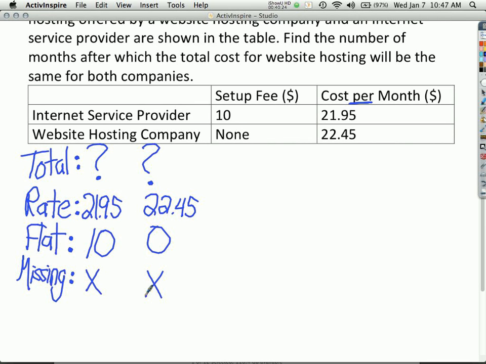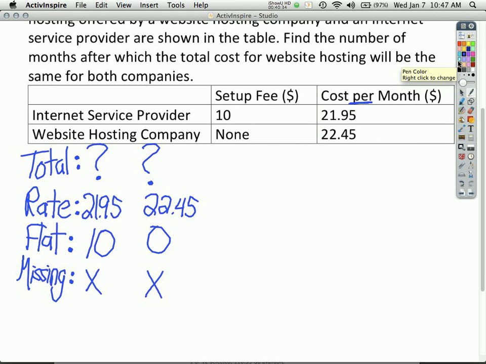So now that leads us back to the total. What do you think total is going to be? It's going to be the Y. So we don't use question marks here in Algebra 1 Honors. That's a Y, and that's a Y.